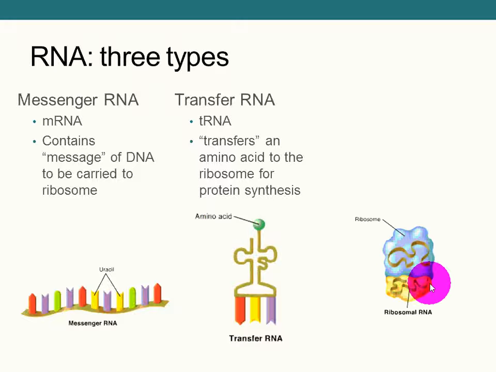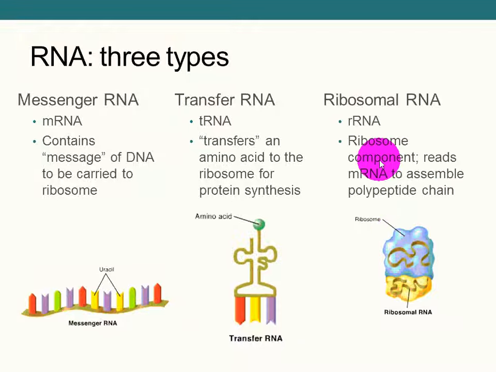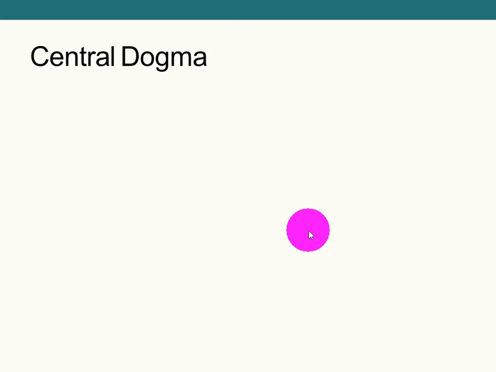And then our last type of RNA is ribosomal RNA. It's part of a ribosome. Ribosomes are really made out of RNA and protein. And the function of ribosomal RNA is that it's going to be actually reading the message on mRNA, and it's going to be making or assembling a polypeptide chain from amino acids.